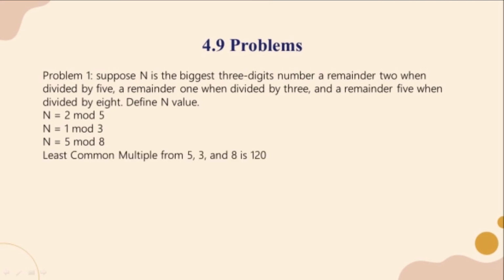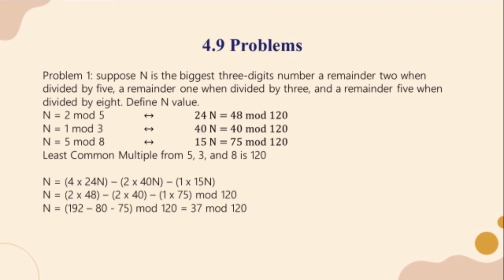The first step is to find the least common multiple of 5, 3, and 8, which is 120. So we can make all the moduli 120. First, multiply by 24 so that the 5 becomes 120. That is 24n is 48 modulo 120. Second, multiply by 40, so 40n is 40 modulo 120. Last, we multiply by 15, so 15n is 75 modulo 120.